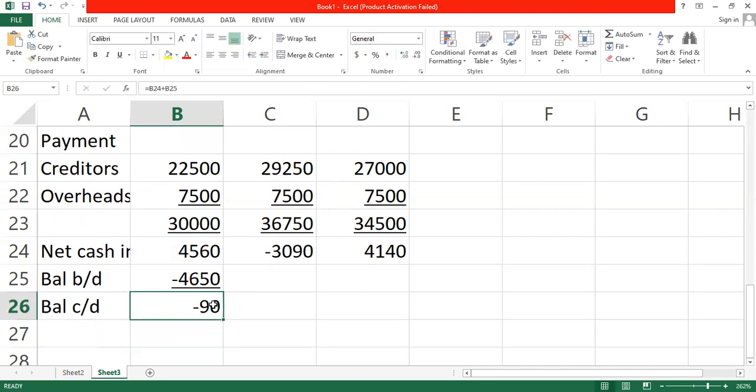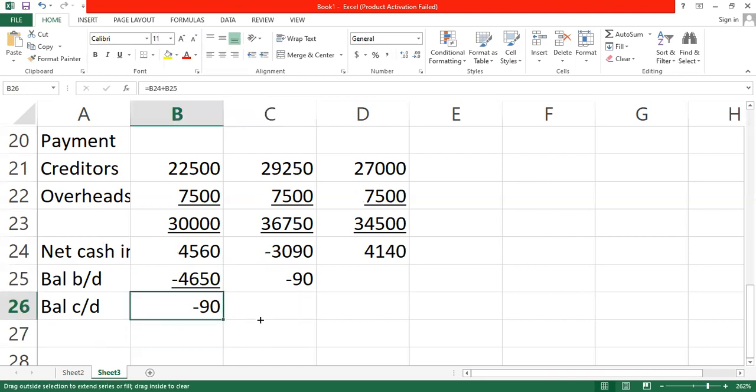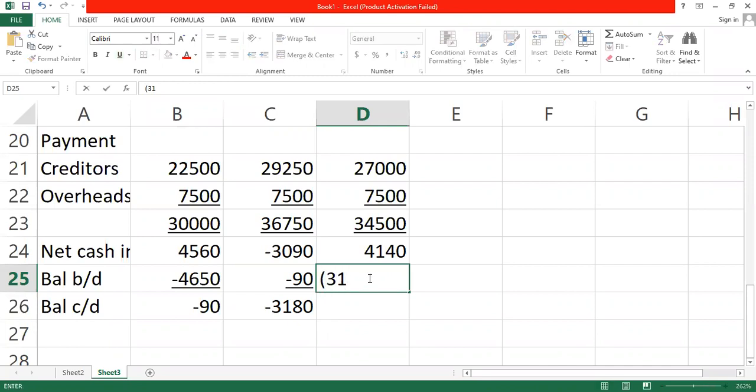And this balance will become what? The opening balance for August. So this will be negative 90, are you all following? What will be the balance carry down, the closing balance? 3180. That 3180 will become the opening balance for September, so negative 31.